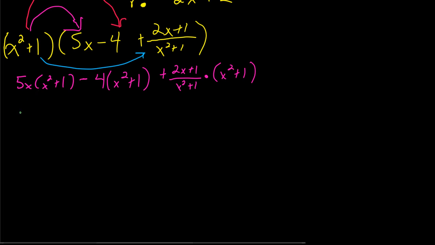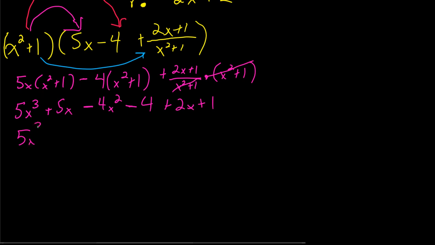So this multiplication gives me 5x cubed plus 5x as I move this to each term. This gives me minus 4x squared minus 4 as I move that to each term. But these cancel. And that gives me 2x plus 1. That fraction on the end always looks so ugly, but it usually checks the easiest. All right, so I'm going to collect like terms.